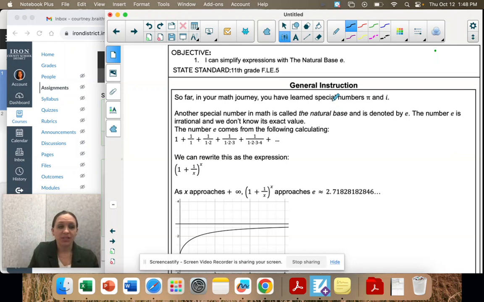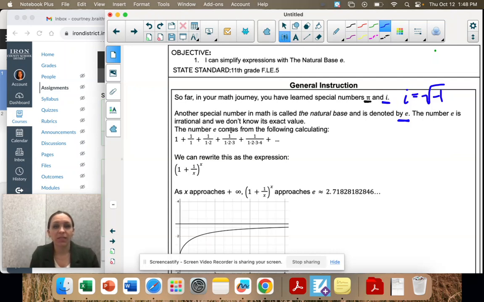Other numbers like that are pi, but we've also learned about i. That's the imaginary number that's the square root of -1. So we have these two special numbers in math. We're adding on the third. The third is called the natural base, E. And I just want to tell you where it came from.